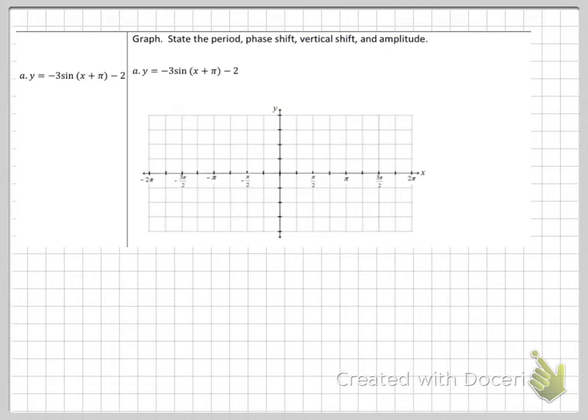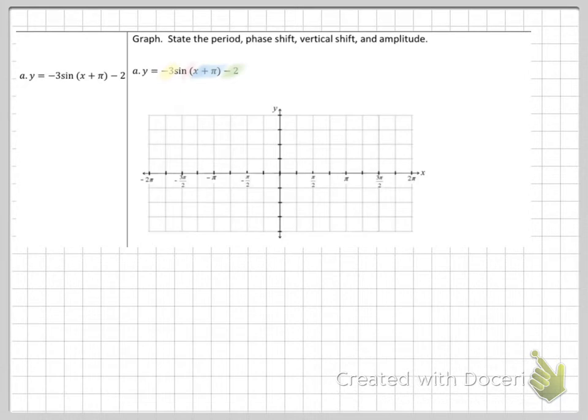Okay, graph and state the period. Okay, so I'm going to try to highlight in the same colors. I might have to go back. So yellow for A. B is an imaginary 1. H, there's a plus pi in the parentheses, and k is the -2.